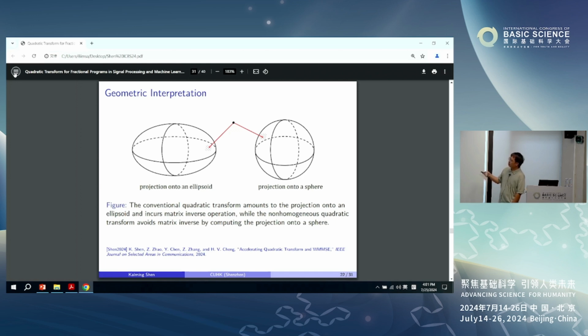So what quadratic transform does is to project some point onto the surface of an ellipsoid, okay? And we know that this projection can be fairly difficult in the high-dimensional case. So what the non-homogeneous quadratic transform does is to somehow deform the ellipsoid into the sphere. And then the projection of the point onto the surface of the sphere is much easier, even in the high dimension. So this is where the advantage of the new algorithm comes from.